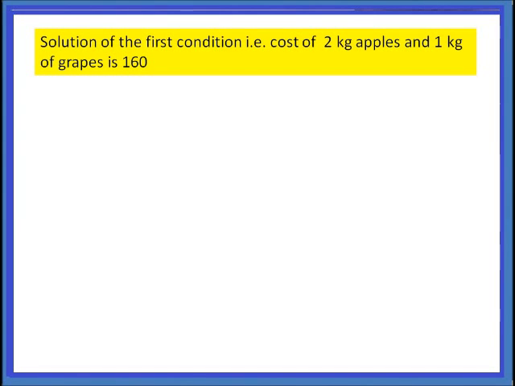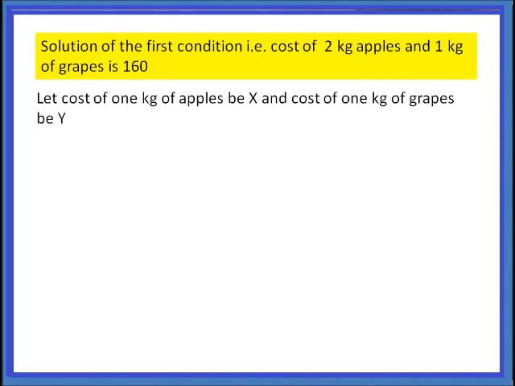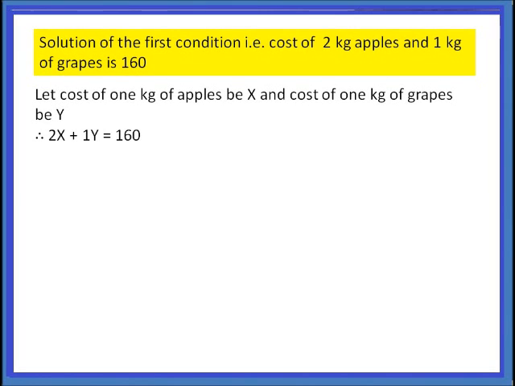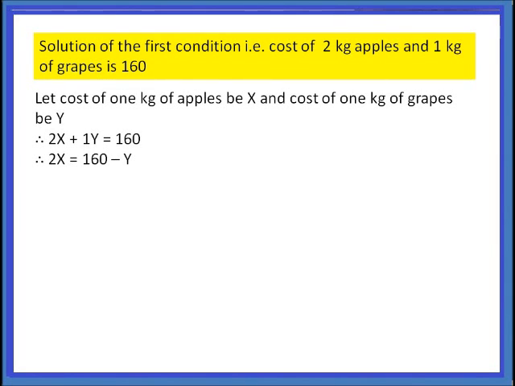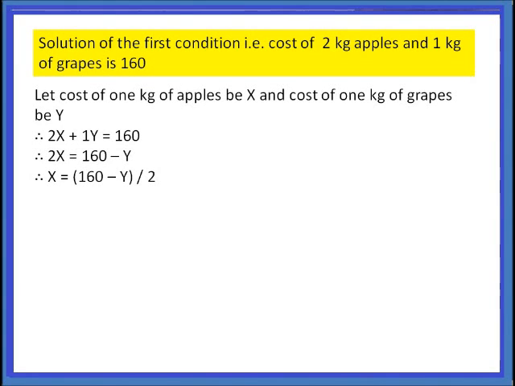Solution of the first condition, that is, cost of 2 kg apples and 1 kg of grapes is 160. Let the cost of 1 kg of apples be x and the cost of 1 kg of grapes be y. Therefore, 2x plus y is equal to 160. Therefore, 2x is equal to 160 minus y. Therefore, x is equal to (160 minus y) divided by 2.